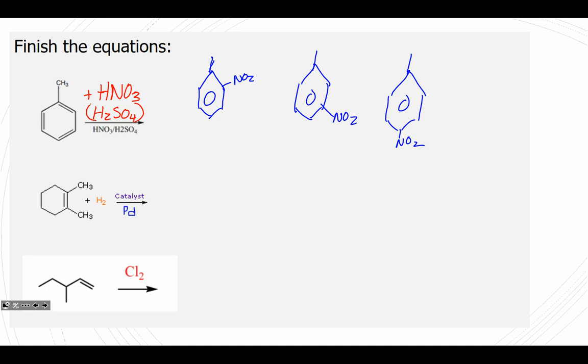On the next one, whenever you hydrogenate something, you've got to have palladium as the catalyst. When you hydrogenate, you're just going to break that double bond, and you're going to end up with that. Yes?